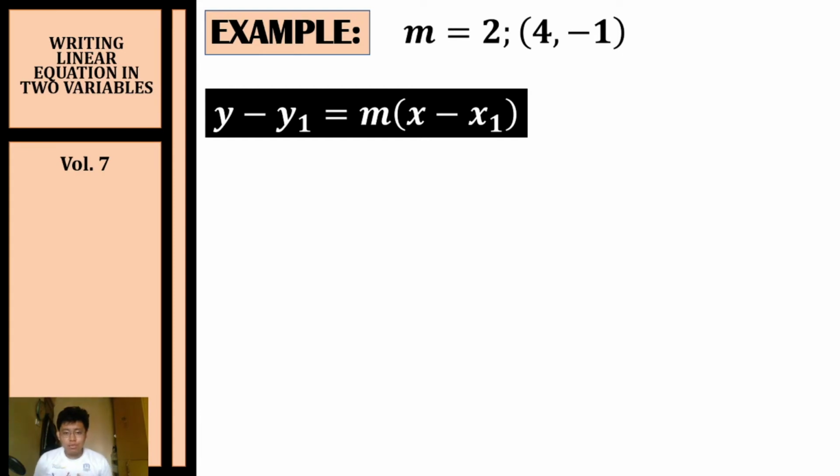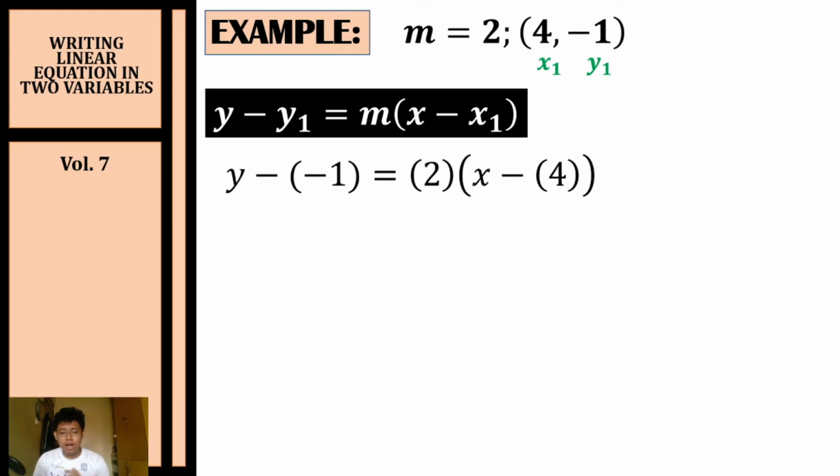In this case, we have a point, and we have y sub 1 and x sub 1. So the next thing that we're going to do is to label our x sub 1 and y sub 1. 4 will be our x sub 1, negative 1 will be our y sub 1. Substituting the values of m, x sub 1 and y sub 1 to our formula, we will have y minus negative 1 is equal to 2 times the quantity of x minus 4.